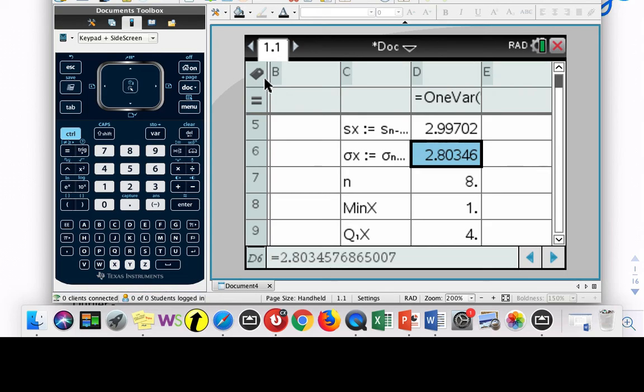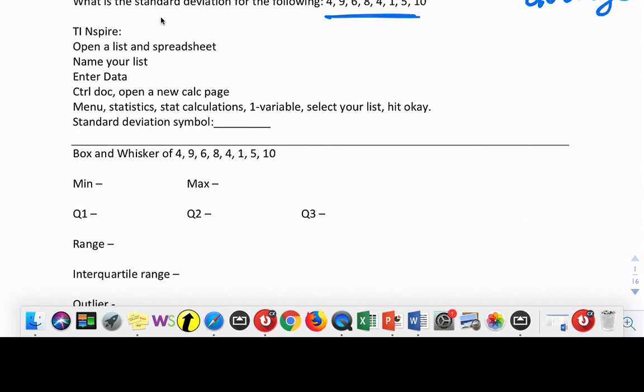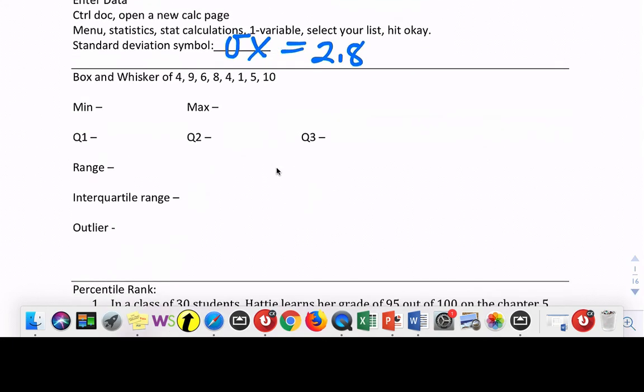If your standard deviation was 0, it would mean that all of your numbers are the same. So let's write that down. The standard deviation symbol looks like this. And for this problem, it was 2.8. Okay, so again, if your standard deviation was 0, all of your numbers would be the same because they're 0 away from the average. All right, let's use those numbers to create a box and whisker plot.